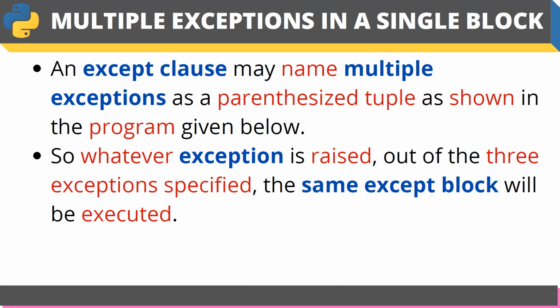Now, how can we write multiple exceptions in a single block? Till now we have written a separate except block for each exception. Now we can combine multiple exceptions in a single block. An except clause may name multiple exceptions as a parenthesized tuple, as shown in the program given below. Whichever exception is raised out of the three exceptions specified, the same except block will be executed.